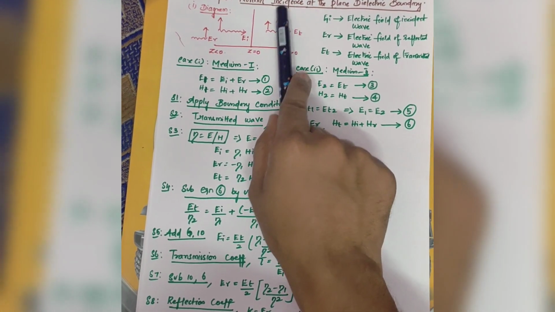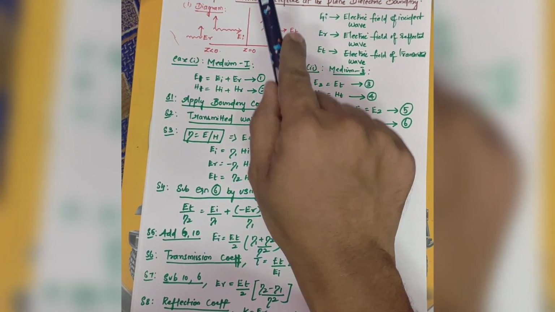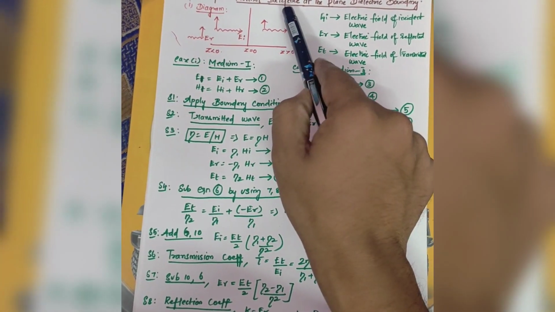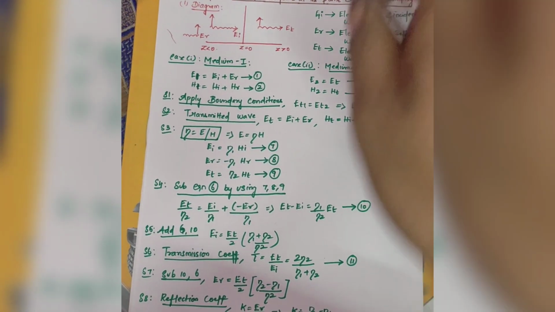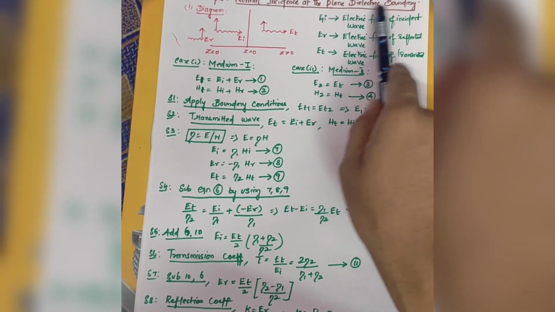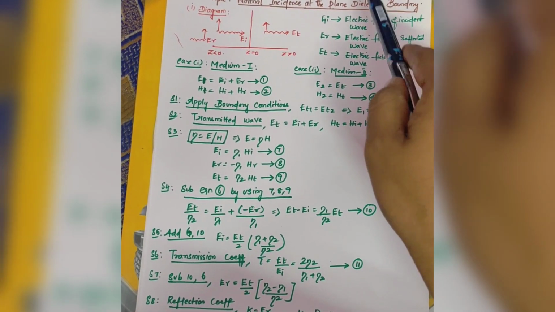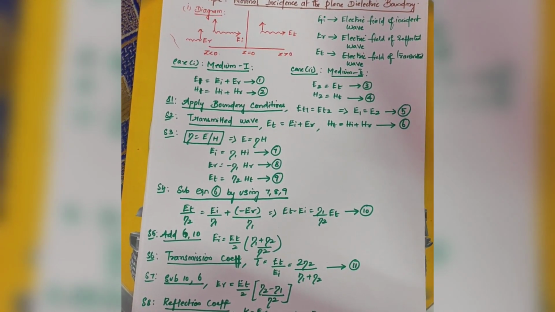Normal incidence: you know the word incidence. Incidence is nothing but the incident wave. When any wave touches a point, it is going to transmit as well as reflect. At the plane of the dielectric boundary, I am going to concentrate not on the conducting boundary, but on the dielectric boundary.